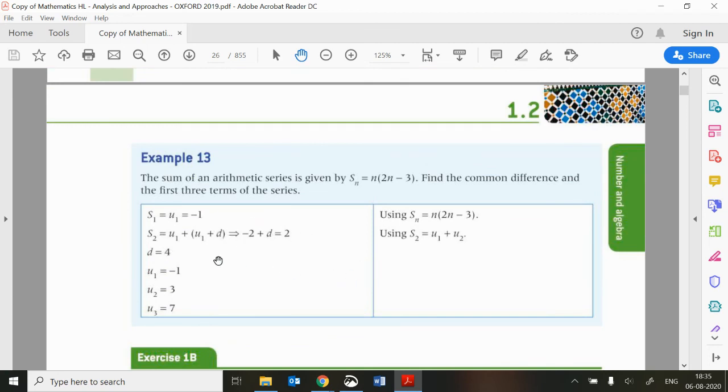U1 is minus 1. U2 is 3. Well, you don't even need to use the formula here, do you? Because first term is minus 1. Add 4, you get to the next one. Add 4, you get to the next one. And then you can just add those 3 together to get S3.